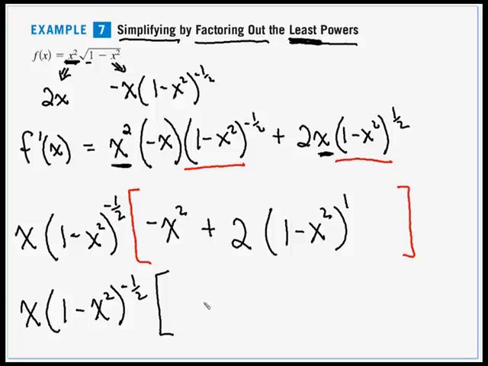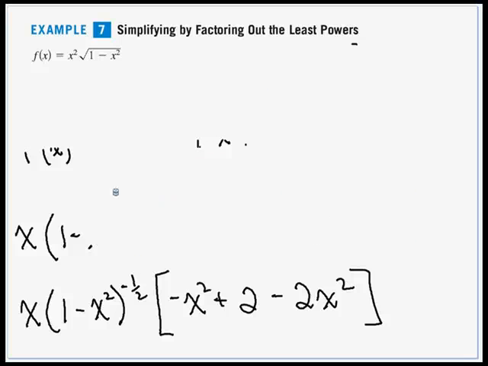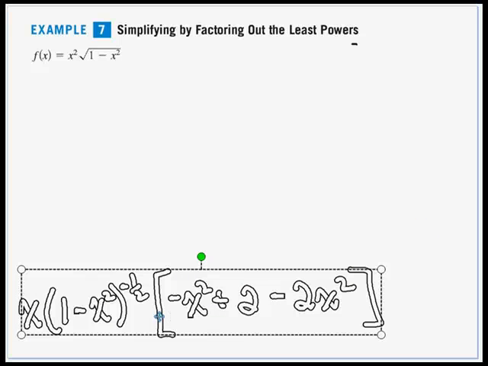And we have our bracket. We're going to distribute that 2. So that'll be a 2 minus 2x squared. And we're getting close. Just one more thing we can do inside those brackets. We have some terms we can collect up and combine.